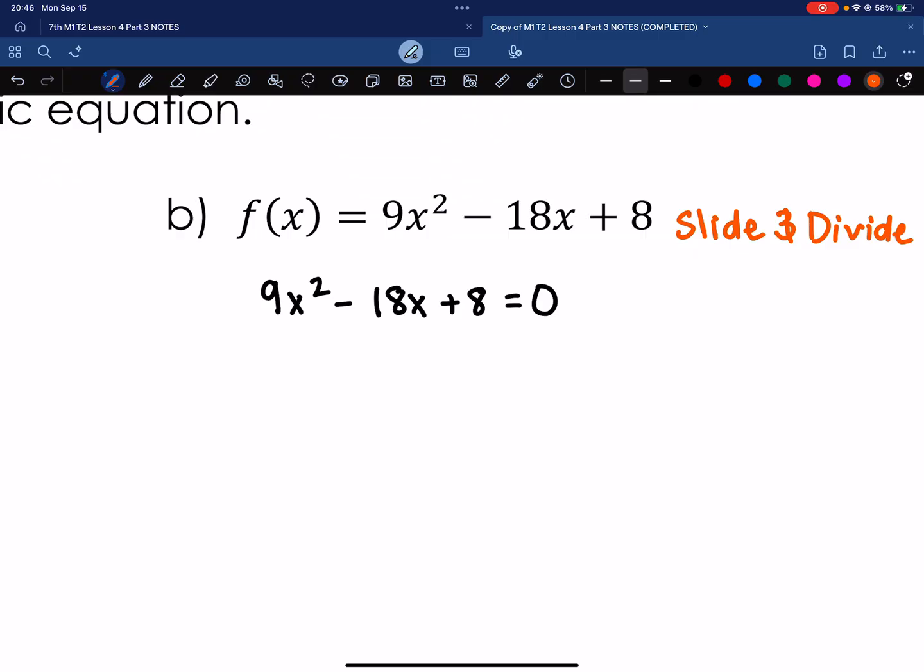Okay, so here we go. I'm going to go ahead and draw in my x. This helps me organize my thinking. So we're going to take 9 times 8. That gives us 72. Then we want to take two numbers to add and get a -18. We want to multiply to get 72, add to get a -18.